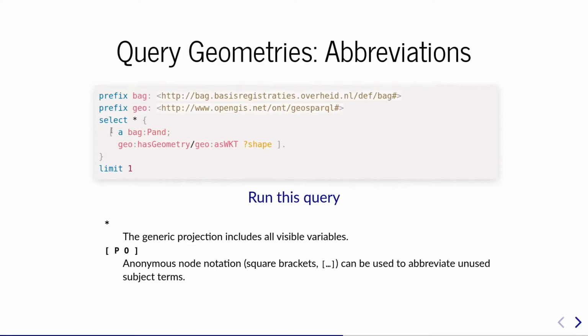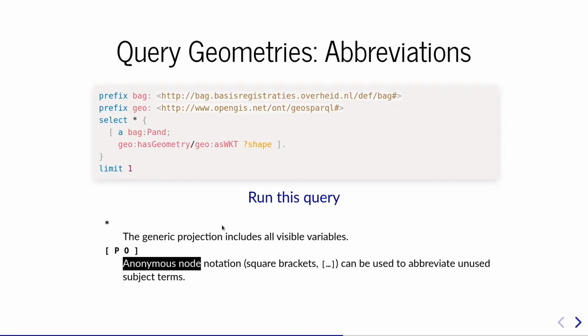And that is exactly what this notation allows us to do. We also have to close the square bracket at the end of the group pattern. So I also have it specified here. If you do opening bracket, predicate object, closing bracket, then you've basically introduced an anonymous subject term. That's called an anonymous node, like that.